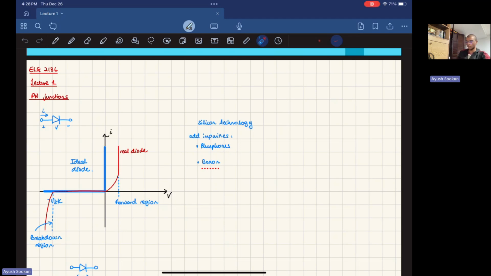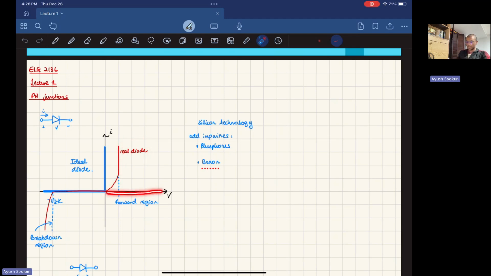Okay, so look at this graph right here. This is the current, this is the voltage. I want you to picture this current as the current going through the diode, and this voltage as the voltage across the diode. Before I mention anything further, this blue graph is for an ideal diode, and the red graph is for a real diode. So I'll talk about the ideal diode first.